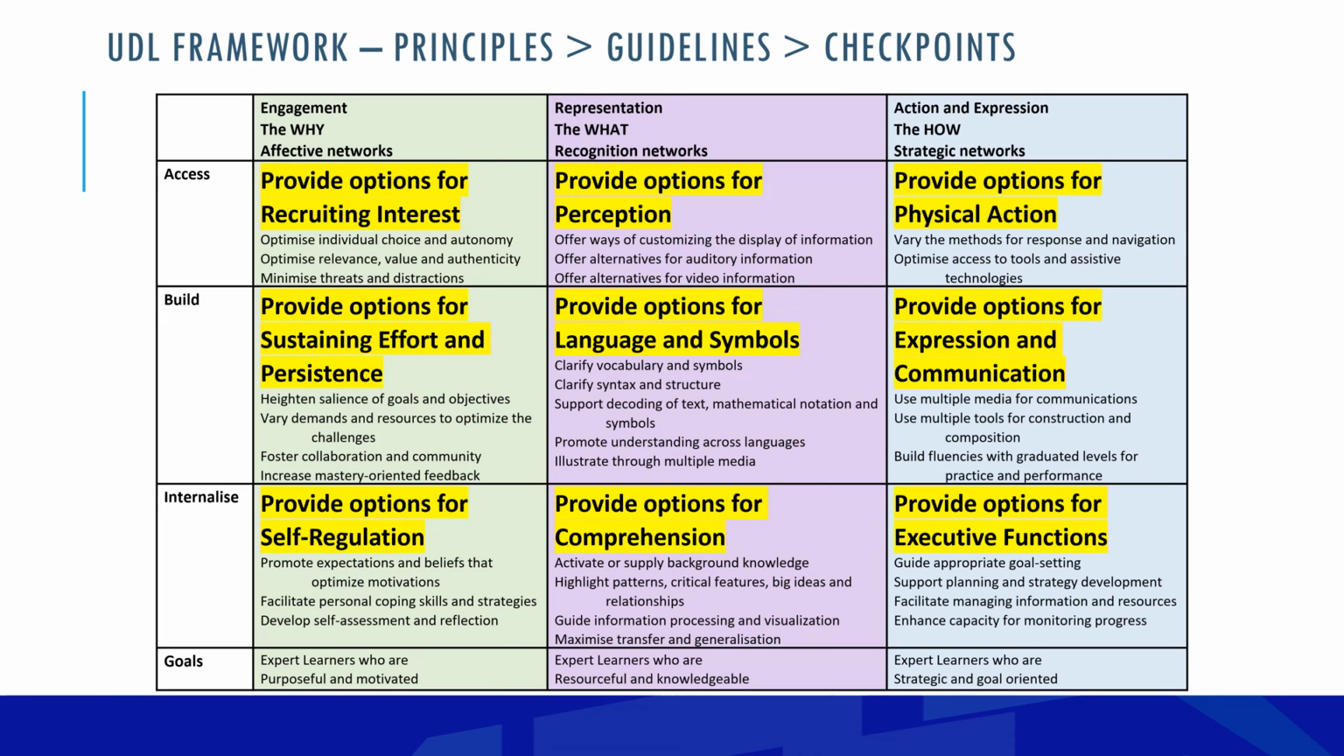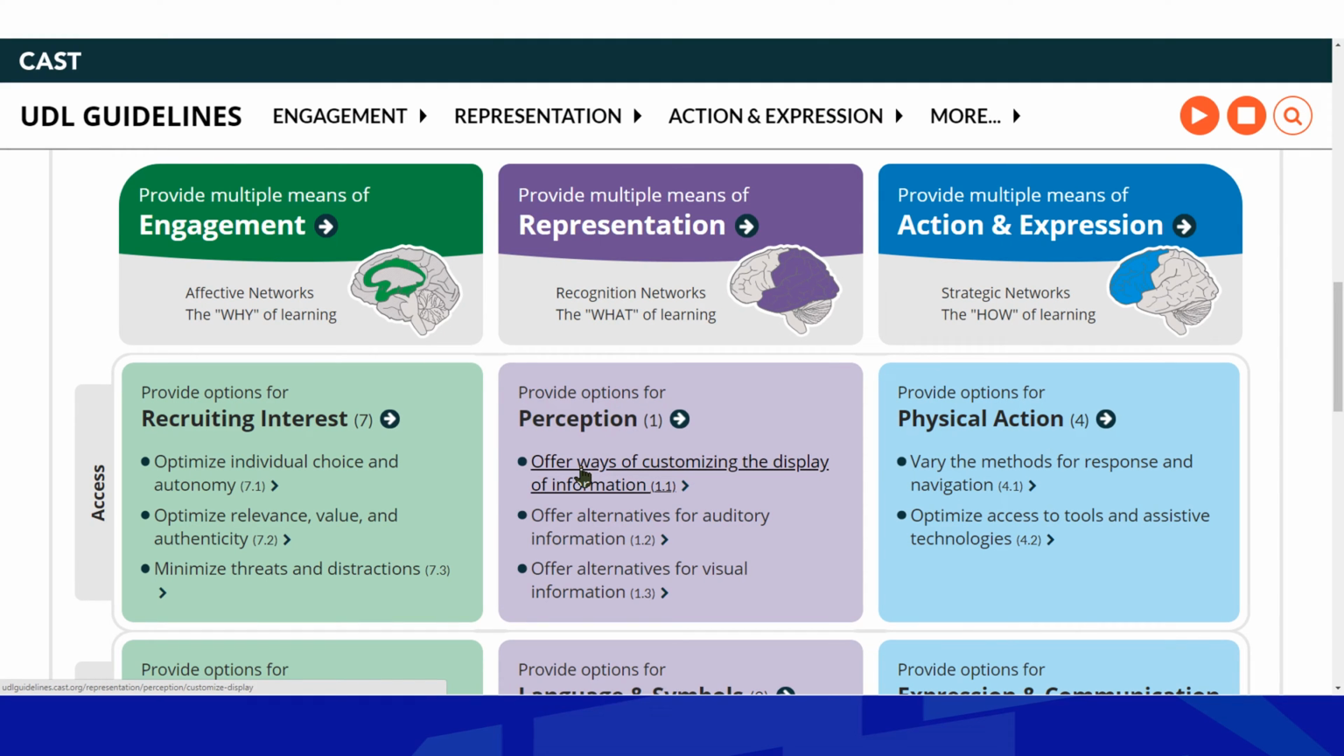If we drill down under each principle, you will see that there are 9 guidelines or categories of options you can consider to build into your design of learning from the start, or to guide you in thinking about where your courses could be improved. Under each of these 9 guidelines, there are checkpoints that, when you go to the UDL website, come with practical ways of eliminating barriers and enhancing the learning experience.